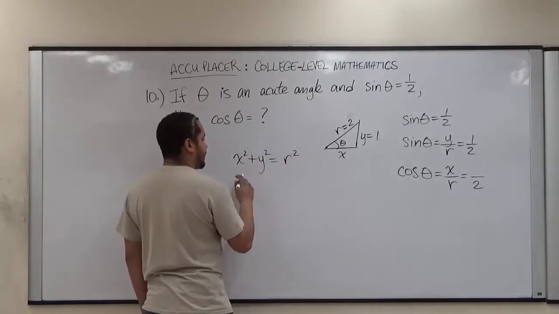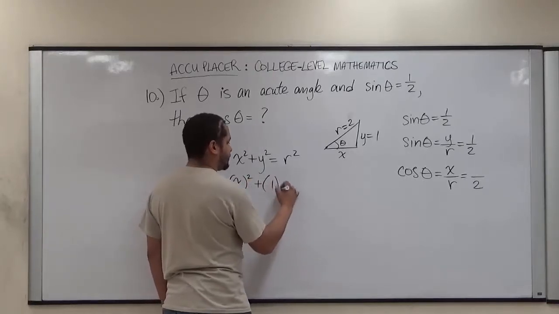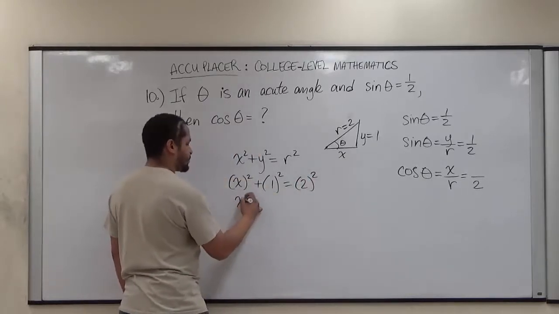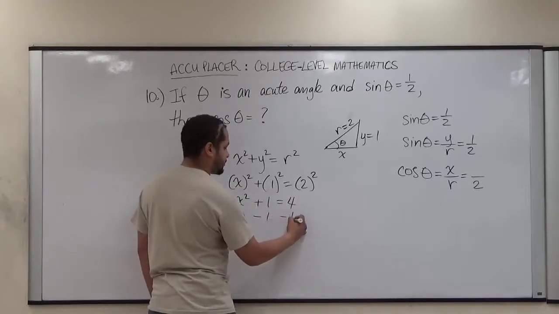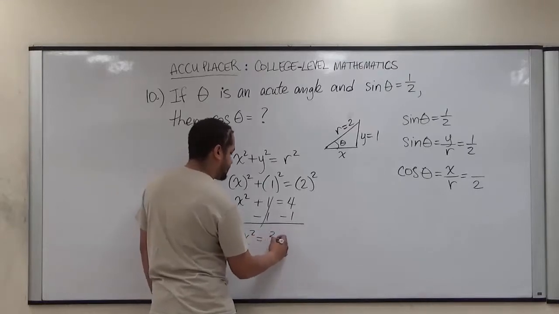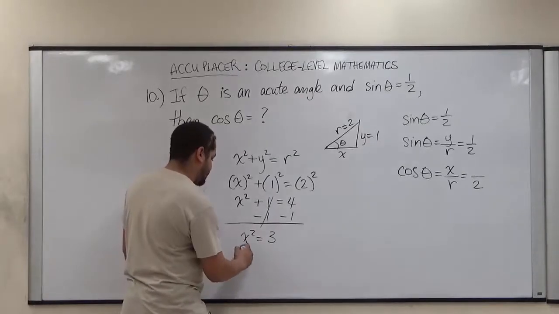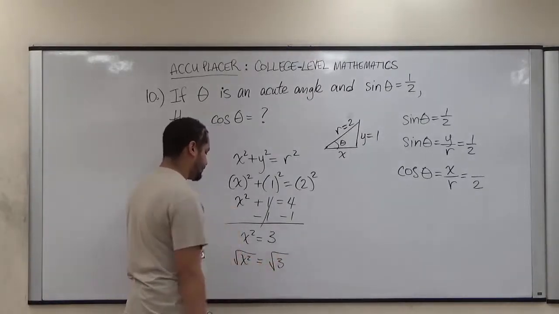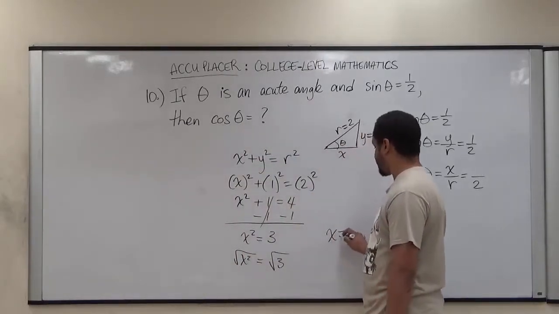And so we have the value of x is just x, the value of y is 1 squared, and the value of r is 2 squared. So here we have x squared plus 1 equals 4, and we're going to solve for x by subtracting 1 from both sides. These reduce out. We have x squared is equivalent to just 3. And the value of x is then the square root of x squared, which is equivalent to the square root of 3.